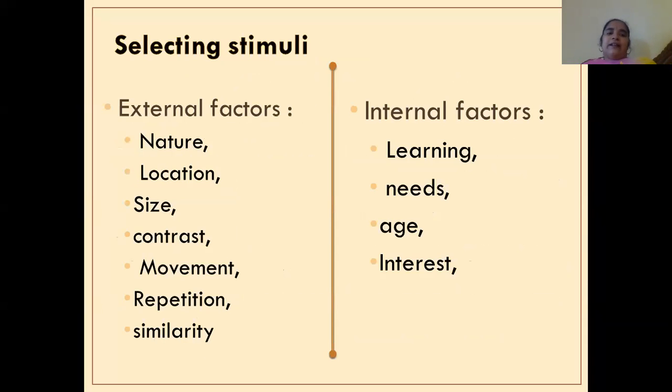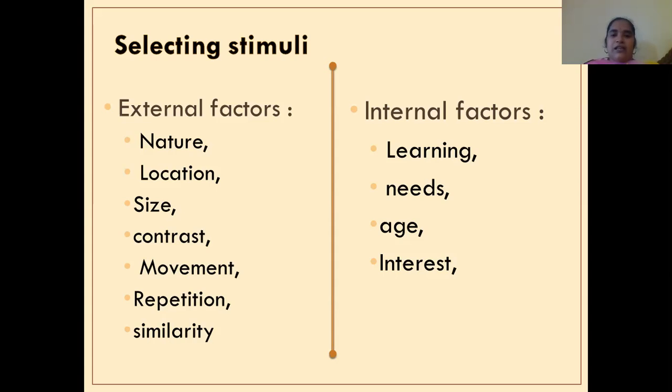So how are we going to select that stimulus? External factors include nature, location, size, contrast, movement, repetition, and similar. Based on what type of product it is, what is the quality of that object? Is it bright? Is it dull? How good or bad, attractive it is, that will depend on whether we see it or not. Then the location, how far or near it is, how big or small it is. Bigger objects are noticed better than smaller objects. Nearer objects are noticed better than farther objects.